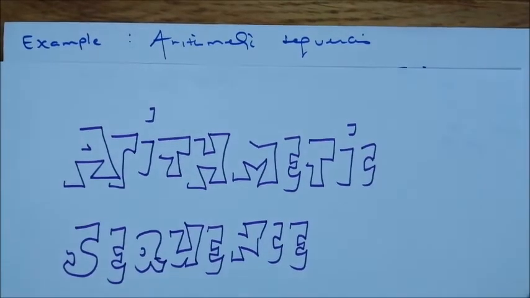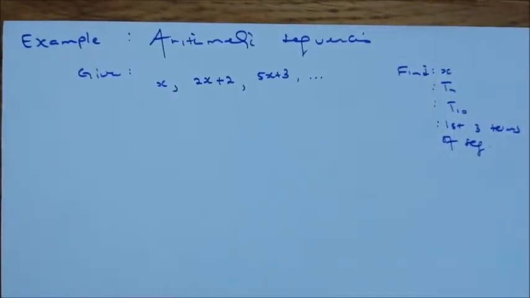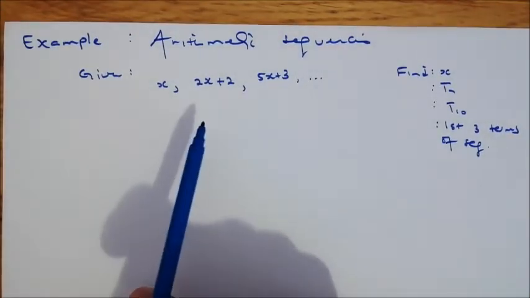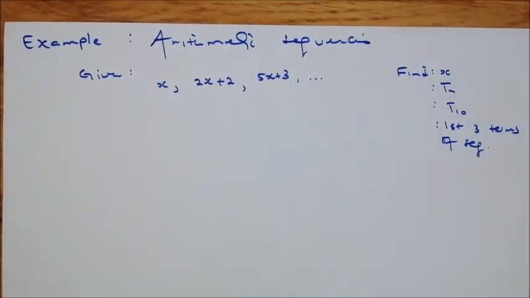This is the last video that we are doing on arithmetic sequences. So we are given this sequence right here: x, 2x plus 2, then 5x plus 3. And then we are told that this is an arithmetic sequence. The first thing we are required to find is x, then Tn, then the 10th term, and lastly the first 3 terms of the sequence, right?